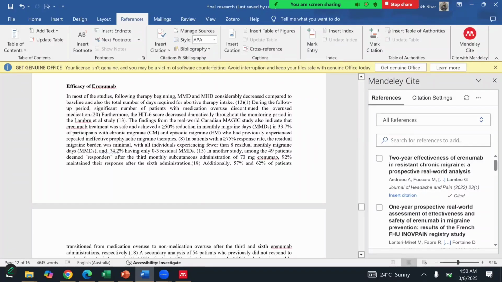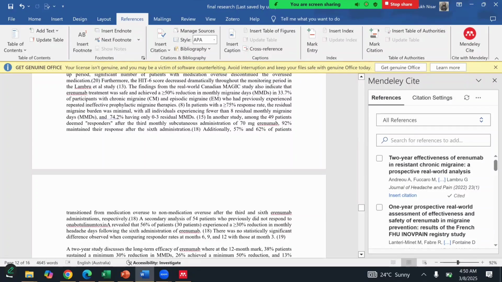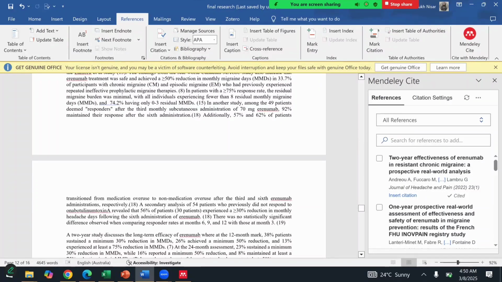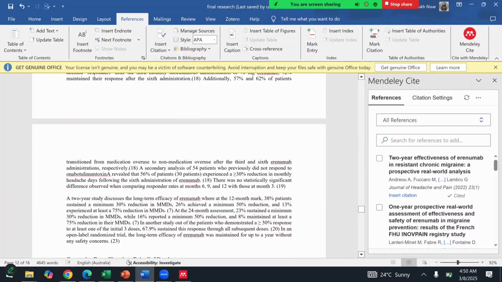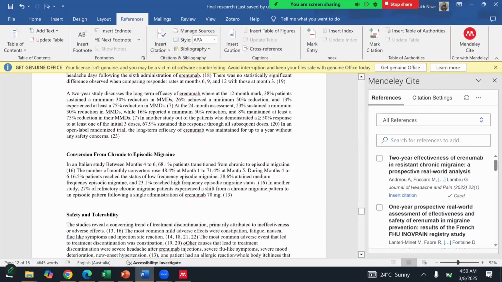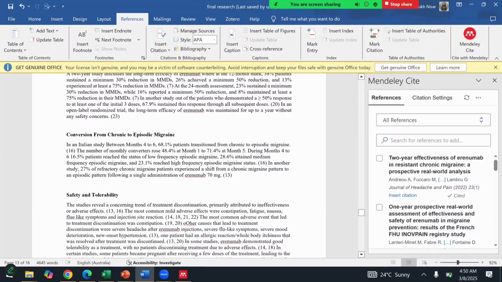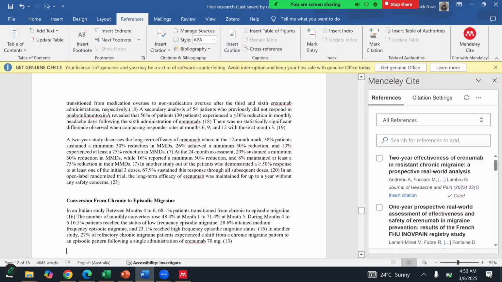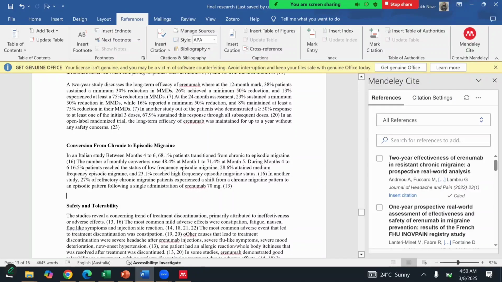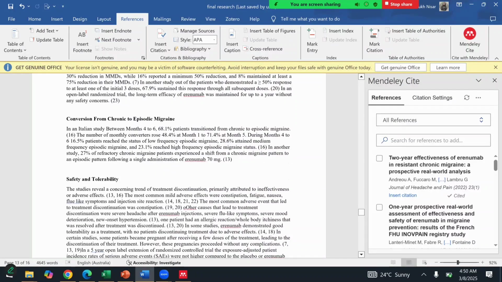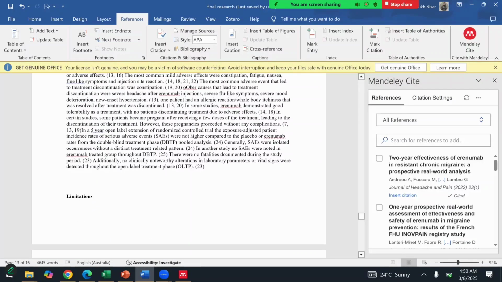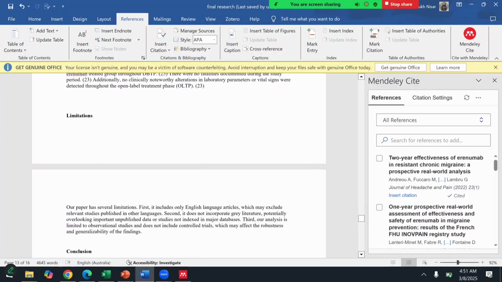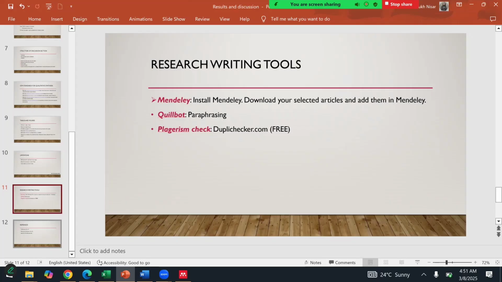Analyze the studies, compare the studies, and give a conclusion at the end. And then you would go to the second subheading, similarly the third subheading, and you would check the plagiarism after writing each paragraph, or you can do it after writing the whole discussion section. And so it is for limitations. And this is how you would write your results and discussion.